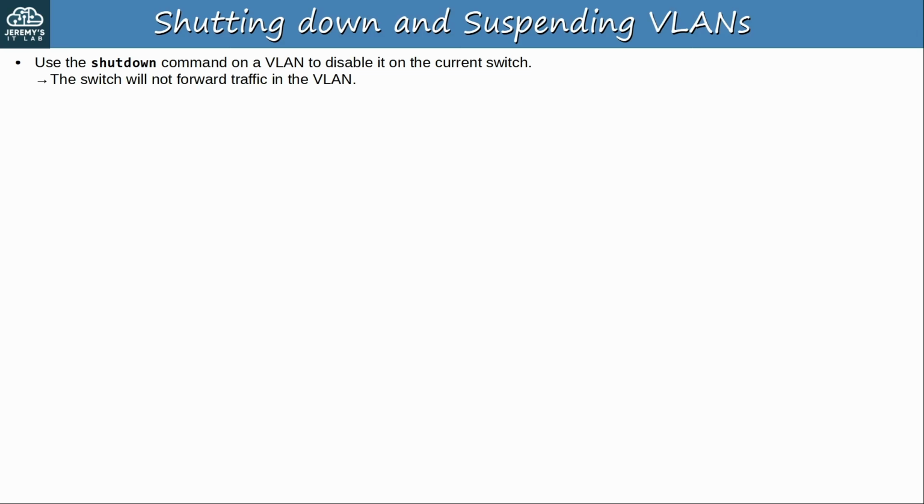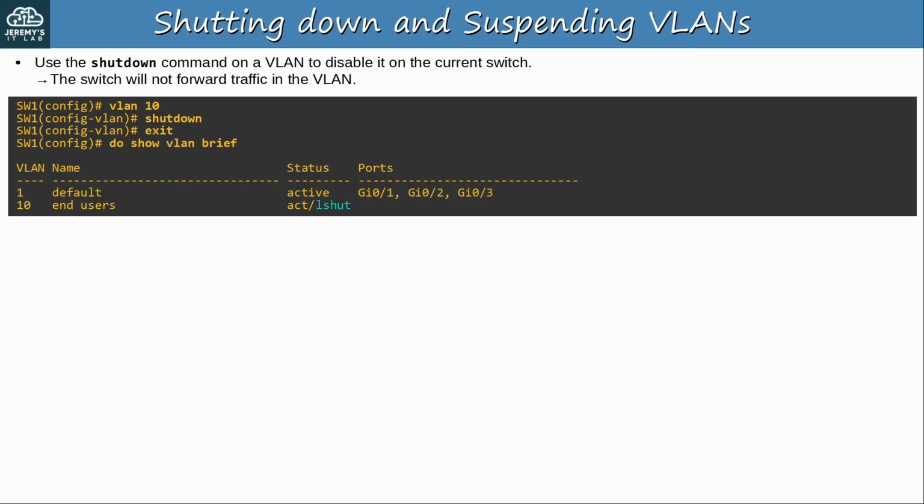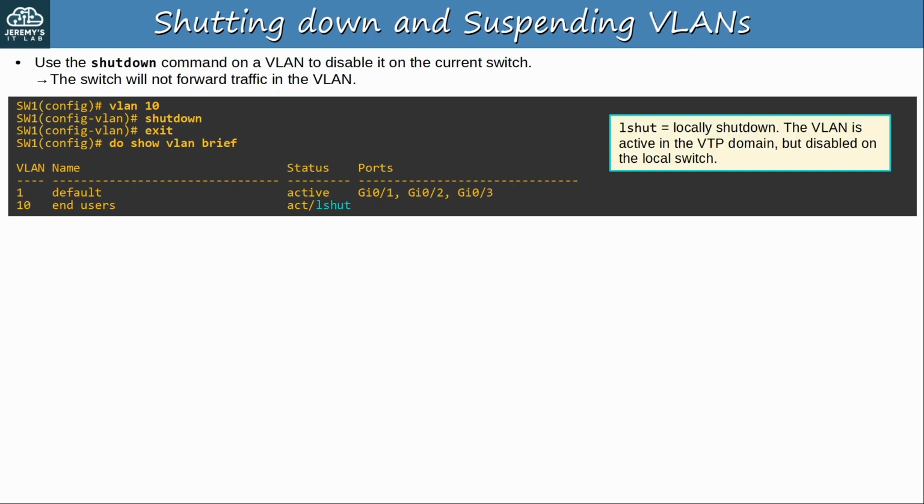Let's try it out. On switch 1, I used shutdown in VLAN configuration mode. Just like when creating a VLAN, this doesn't take effect until you exit out of VLAN configuration mode for this VLAN. So I used exit and then checked the VLANs. Notice that in the status column it says act/lshut. lshut means locally shut down. The VLAN is active in the VTP domain, but disabled on the local switch.